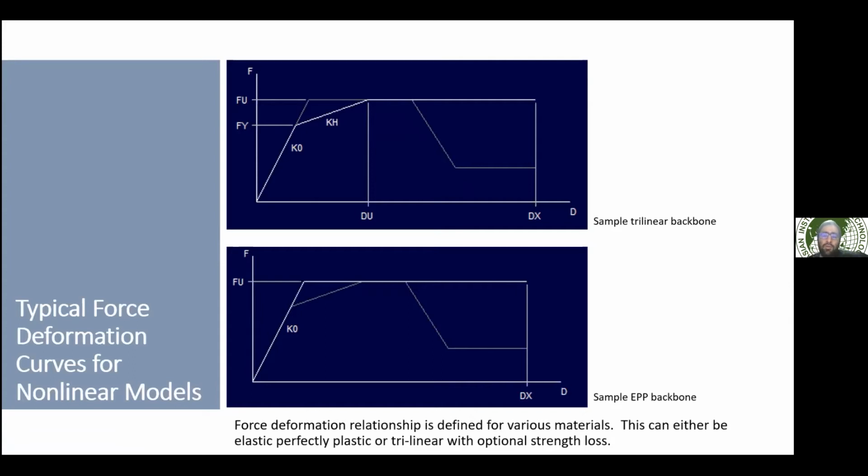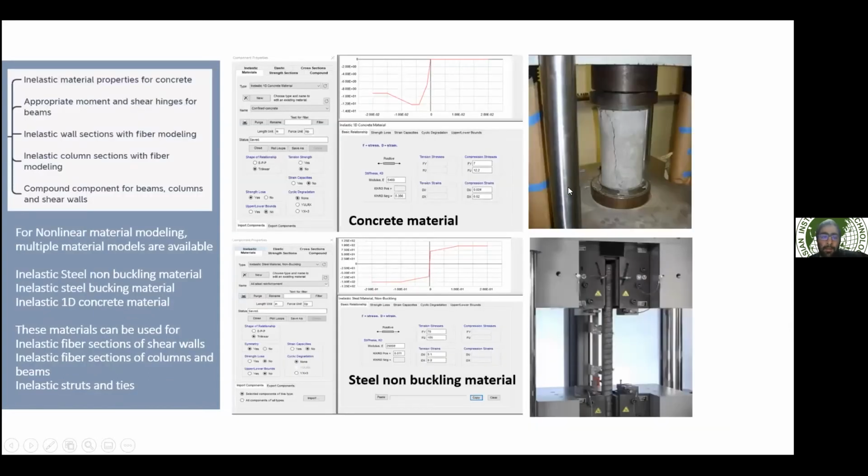There are two types of shapes that you can use for your backbone curve. One is elastic perfectly plastic, which is shown here, and the other is the simple trilinear backbone relationship. Trilinear is basically three lines, 1, 2, and 3 here. Elastic perfectly plastic will be a straight line after the yield. If you want, you can model the strength loss. When you have that basic backbone curve understood, you can use the same concept and define different sorts of backbone curves.